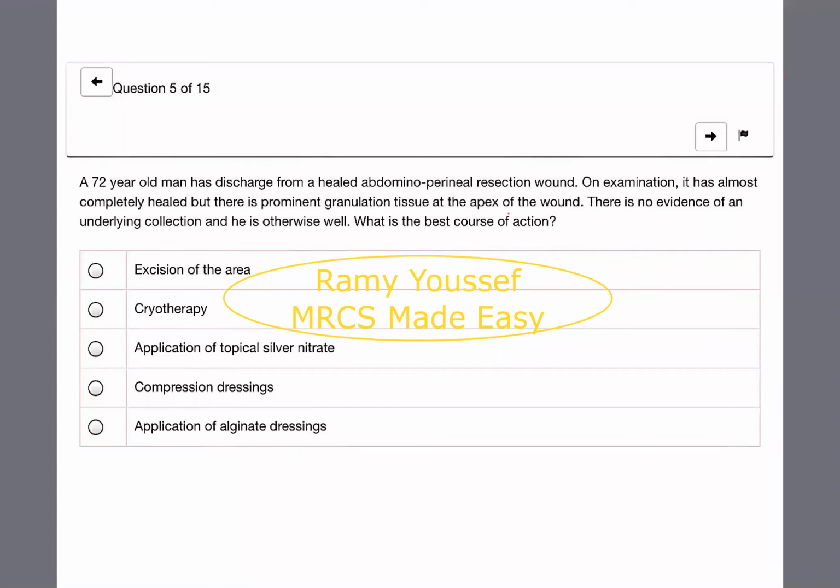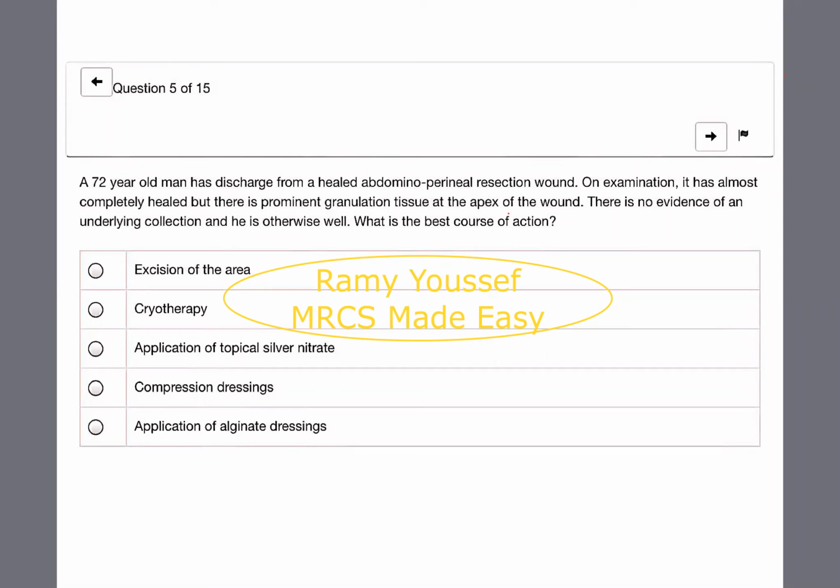A 72-year-old man is discharged from a healed abdominoperineal resection wound. On examination, it has almost completely healed, but there is prominent granulation tissue at the apex of the wound. There is no evidence of an underlying collection and he is otherwise well. What is the best course of action? Excision of the area, cryotherapy, application of topical silver nitrate, compression dressings, or application of alginate dressings. So the answer is application of topical silver nitrate.